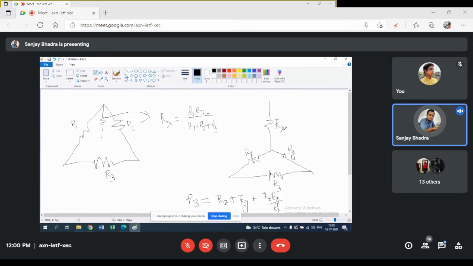RX plus RY plus RX RY divided by RZ. This one is my R1, so R1 is going to be RX plus RZ plus RX RZ divided by RY. That's it, very simple.